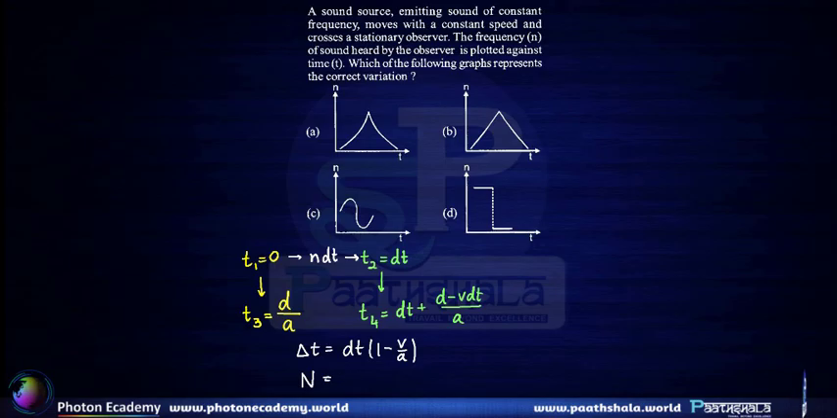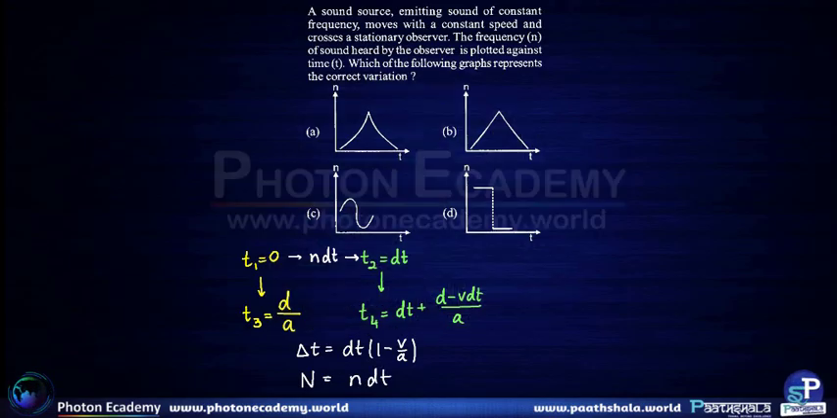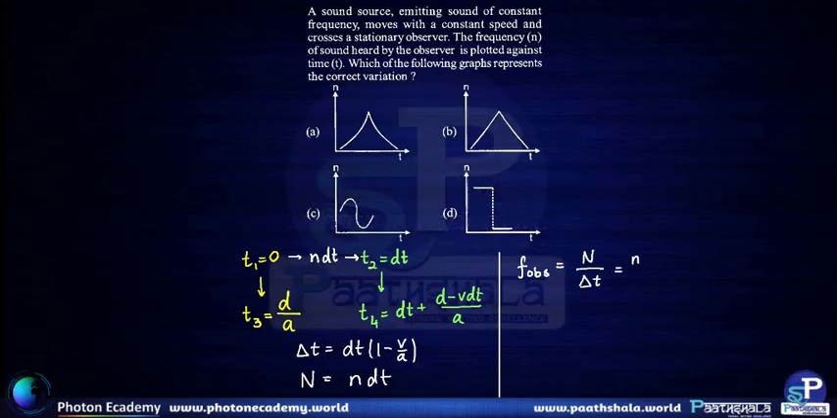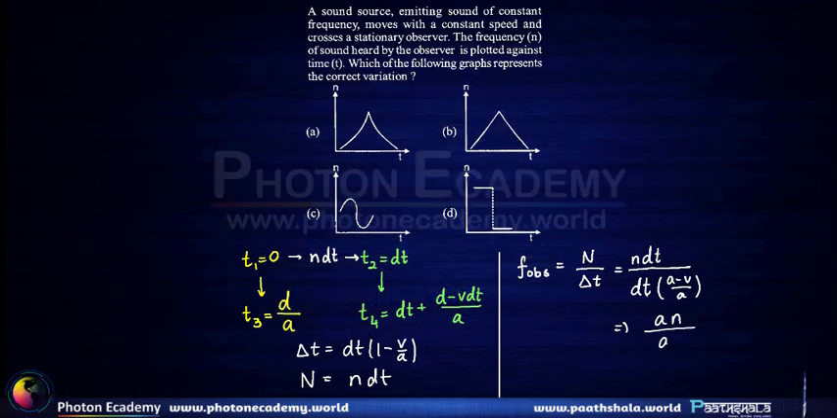in which the observer hears n dt sound waves, and hence the frequency that the observer notices would be equal to n dt by delta t, which is equal to the actual frequency n into dt divided by dt into (a minus v) divided by a, or a into n divided by (a minus v).